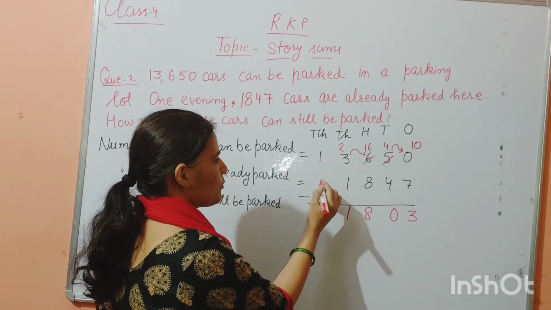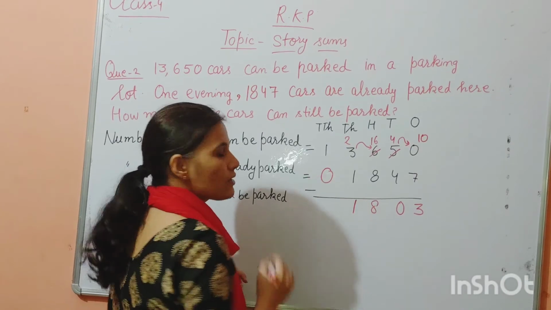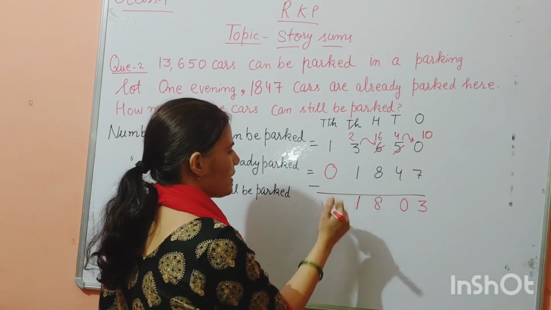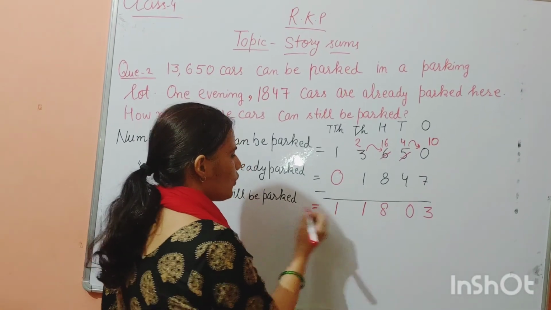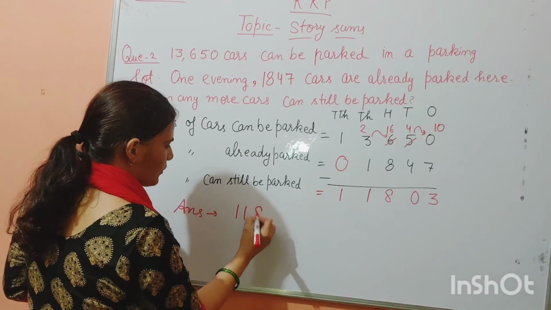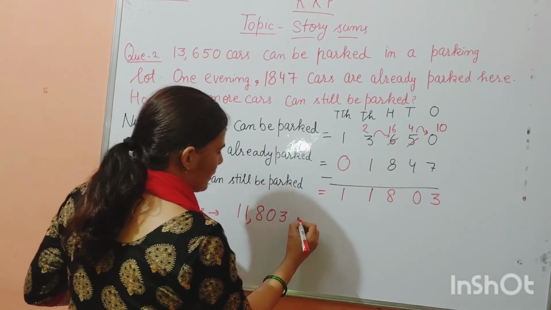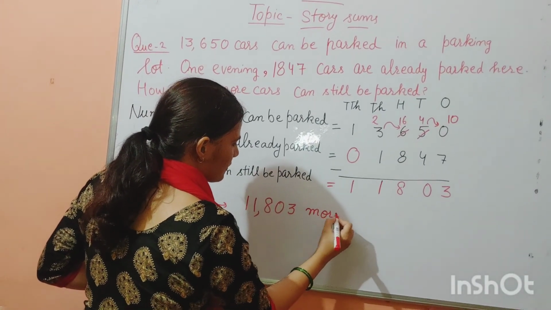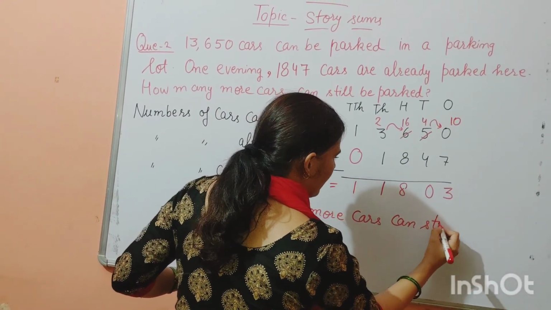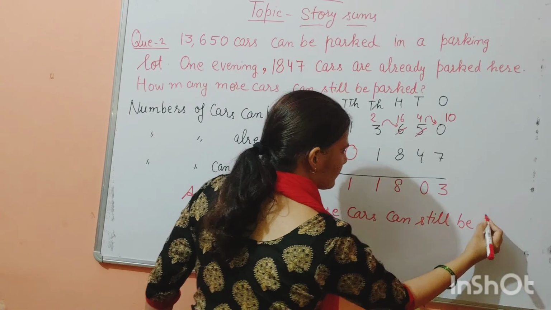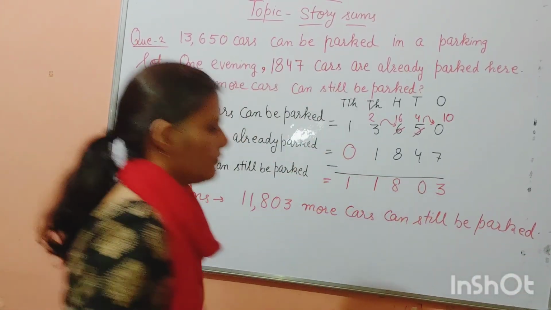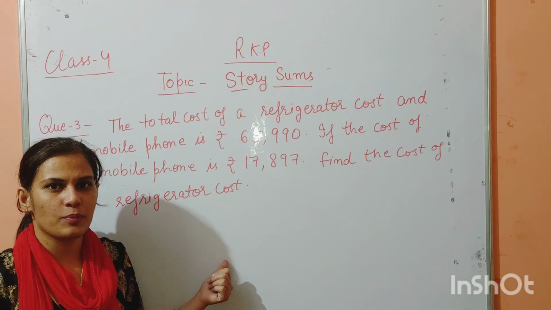So students, when you subtract 2 from 3 you get 1, and it is a 4-digit number and the other is a 5-digit number. So it will be your first task. Put 0 here, then it becomes a 5-digit number, and now you can subtract: 1 minus 0 will be 1. So your answer will be 11,803 cars. More cars can still be parked. Students, do this practice question by yourself.